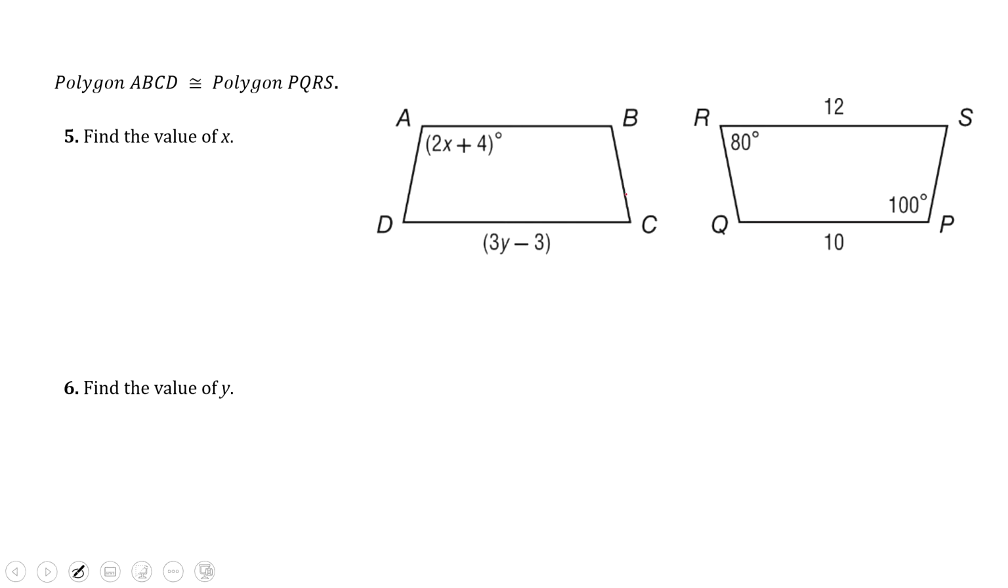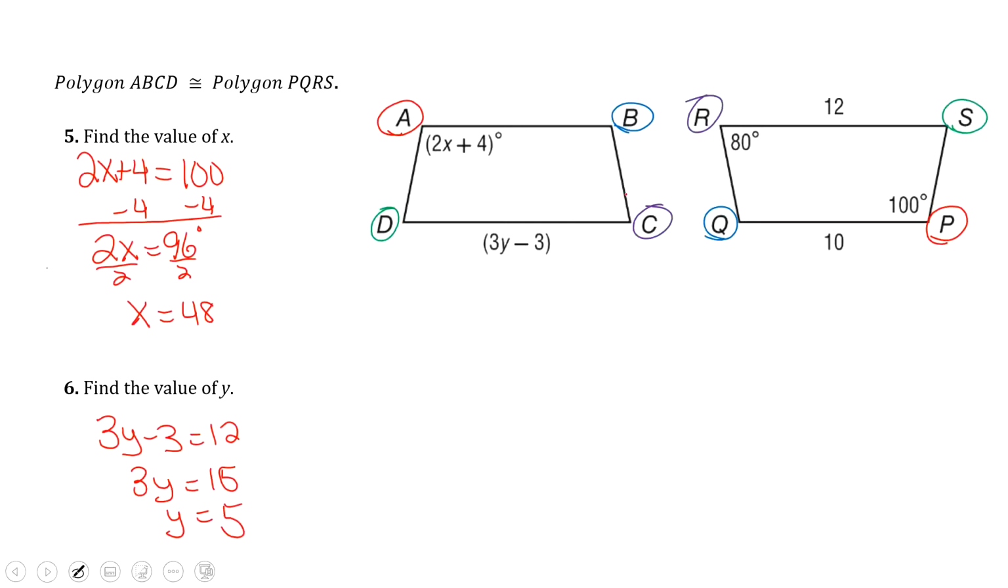All right, here we go. Again, I circled in colors. A corresponded to P, so the right polygon was flipped, it's upside down. Think of it as a 180-degree rotation. And there we go. So we solve for x. 2x plus 4 had to equal the 100-degree angle, so I solve x equals 48. Then 3y minus 3 was the 12 side. So 3y minus 3 equaled 12. Y equaled 5. Did that make sense? Everybody got that?